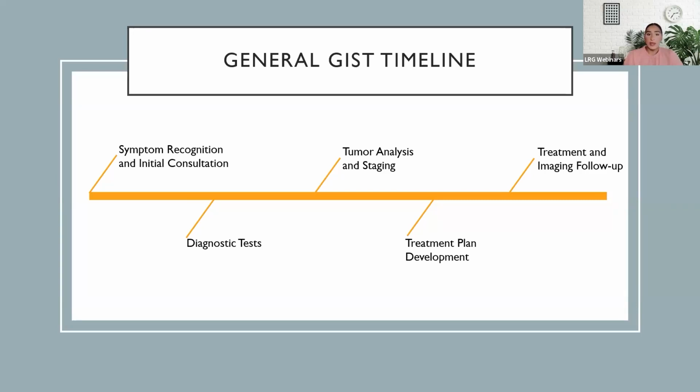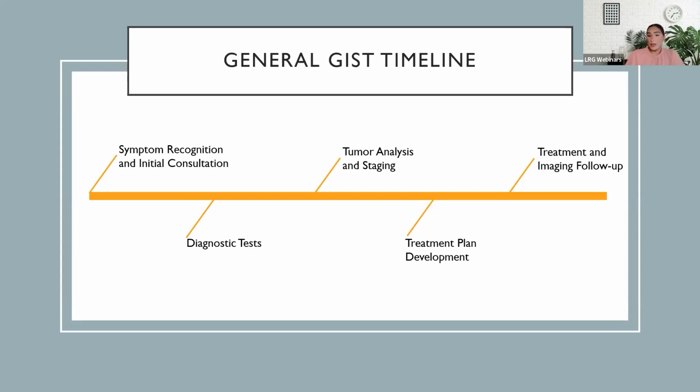Treatment plan and development is the next point in the timeline. So based on the diagnosis, the medical team will provide a treatment plan. And the treatment typically starts with surgery, if possible, followed by a targeted therapy with drugs like imatinib. Some patients may start medication before surgery in a neoadjuvant setting to try to shrink the tumor and then have surgery followed by adjuvant medication.